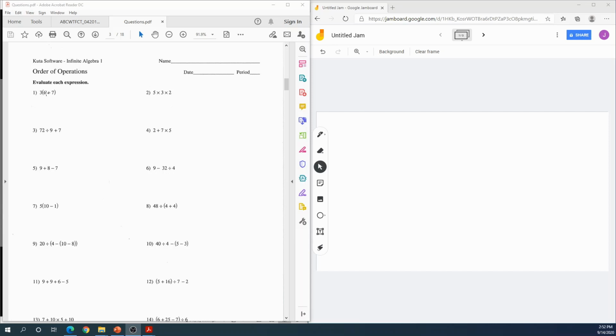All right, let's jump over to problem number 4. 2 plus 7 times 5. So we'll do our multiplication first. 7 times 5 is equal to 35. We'll do our addition next. 2 plus 35 is equal to 37.